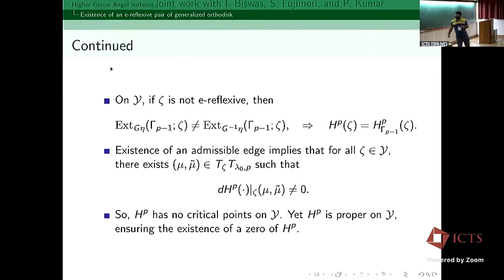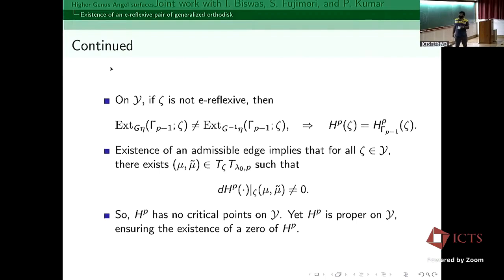Now, on that submanifold, if zeta is not irreflexive, then it has to be non-equal. If they're equal, then it is irreflexive. So we can prove that there are many good edges. We are calling them admissible edges. For that, we have the Beltrami differential pair.